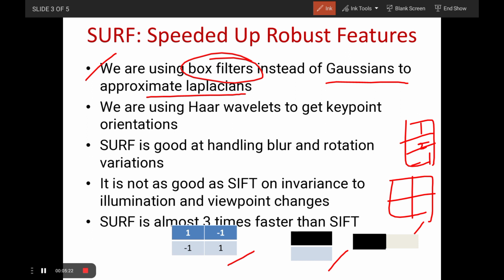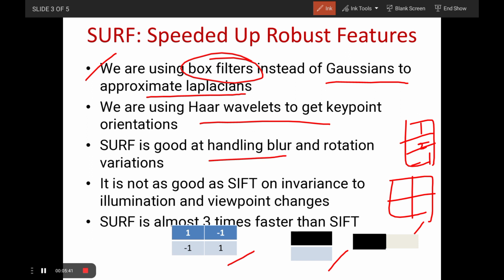Moreover, we are using Haar wavelets to get the key point orientation. The Haar wavelets are very fast compared to the remaining filters. That's why the speed of SURF is also very good, because of these Haar wavelets. SURF is also good at handling blur and rotational variance.